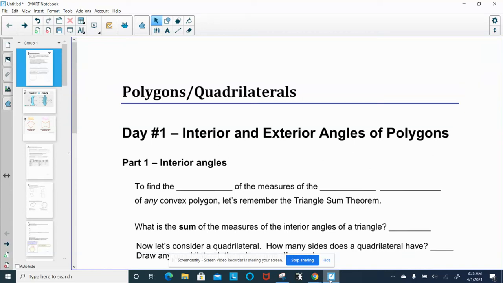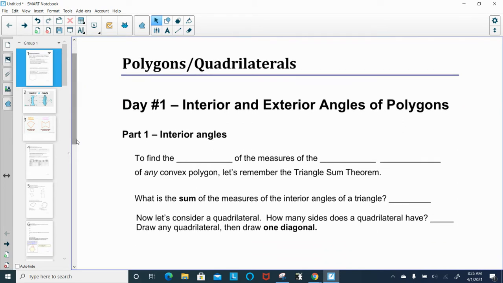Welcome to our unit on polygons and quadrilaterals. Today for day one, there is a lot of material. I'm going to split it up into a few shorter videos. That way, when we pause as a class, we can talk about the different concepts that we've talked about.